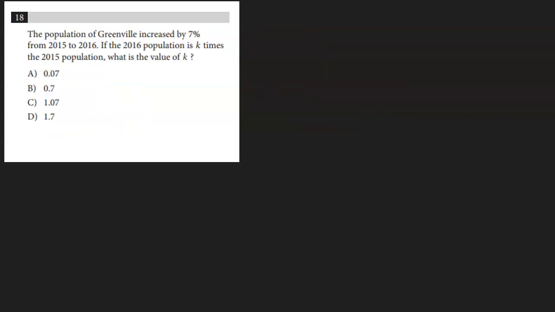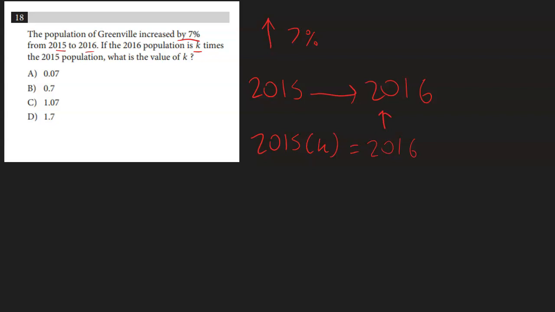All right, number 18. The population of Greenville increased by 7% from 2015 to 2016. If the 2016 population is K times the 2015 population, what is the value of K? So 2015 times K equals 2016, and we know it's growing. So if we know it's 7%, I would just assume K is 1.07.